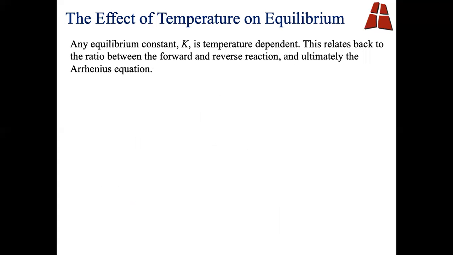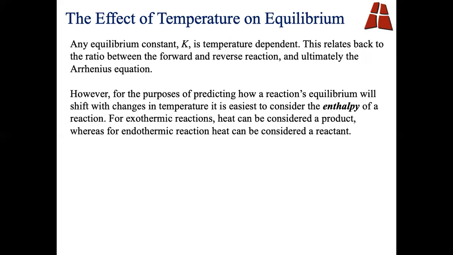So we can also talk about Le Chatelier's principle in terms of temperature. Really, every equilibrium constant is temperature dependent. And so this will relate back to the ratio between our forward and reverse reactions, and ultimately the Arrhenius equation, right? But it's often easier to think about this in terms of enthalpy. So that is our delta H term. And so if we have an exothermic reaction, we're going to be releasing heat. And it's easiest to consider heat a product in those sorts of reactions.